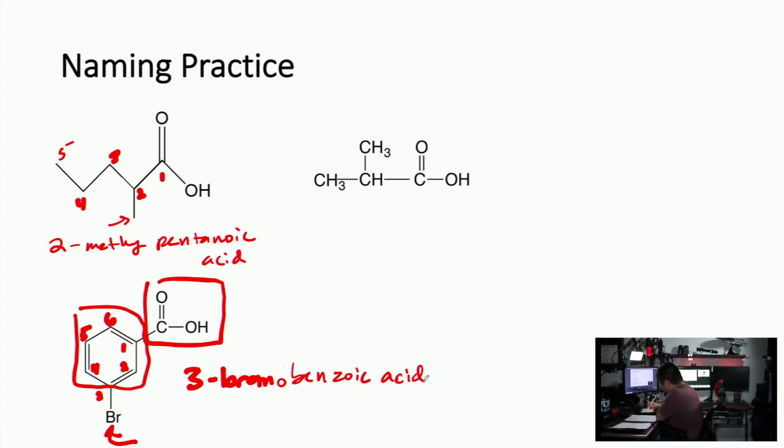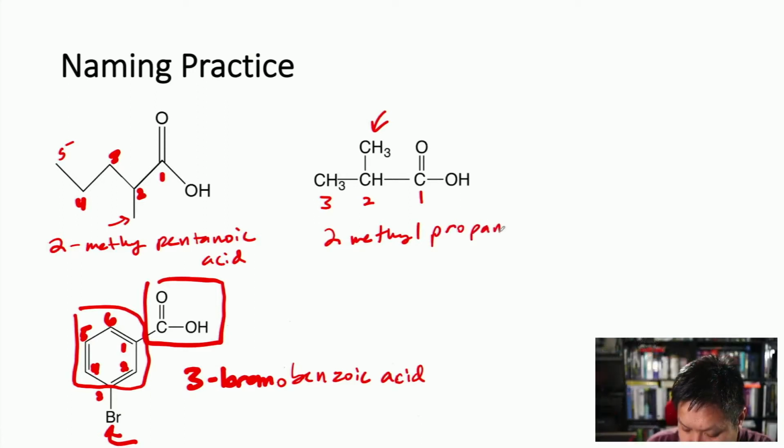Last one here, luckily for us, is a straight chain, so we'll start numbering from there. 1, 2, 3. There's a methyl group right there on the second carbon. So that's quite simply 2-methyl. And then there are 3 carbons there, so it's propanoic acid. Easy as pie.